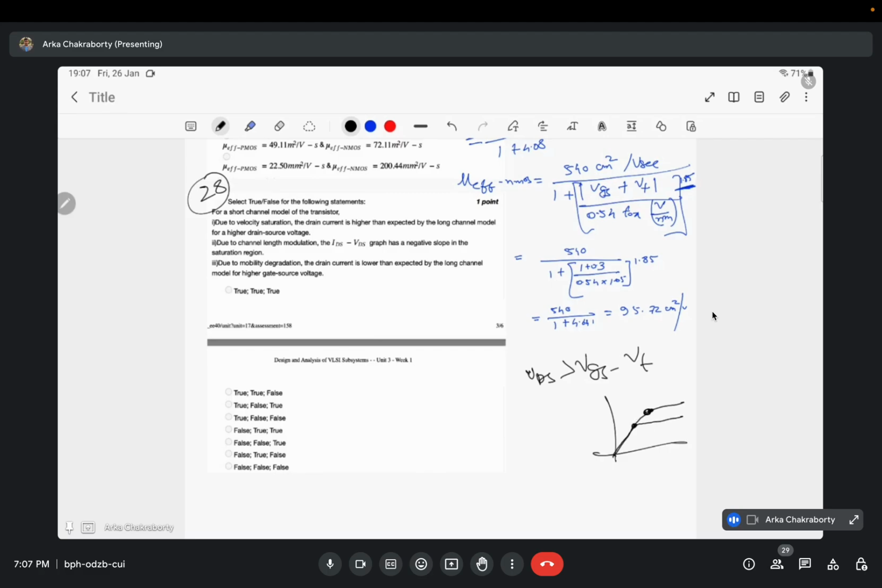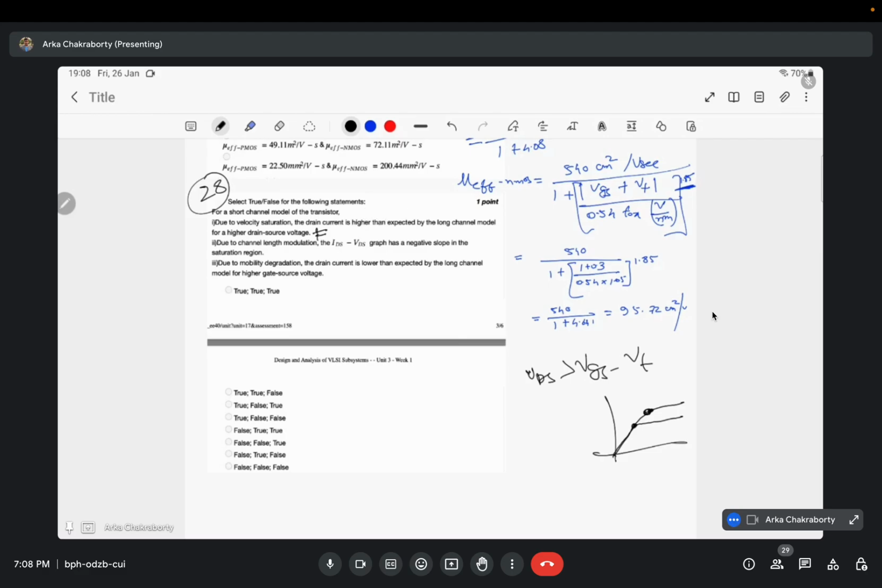Why does this saturation happen? Scattering and other things come into the picture. If you take a device course and go into details, there are lattice scatterings and more. These are the main reasons behind velocity saturation. So the first statement is false. Velocity saturation generally makes the drain current lower than expected for a long channel model. It is not higher, it should be lower for it to be true.